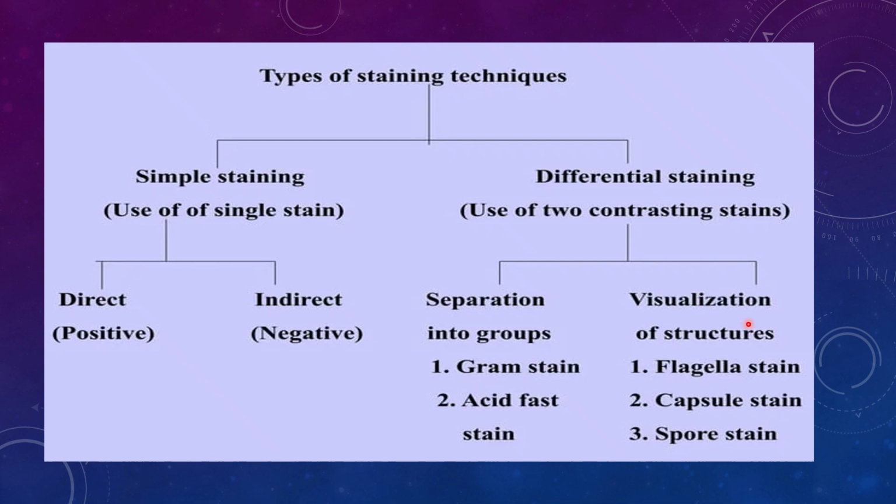And the second purpose is visualization of specialized structures. For example, flagella stain is done especially to study the flagella. You stain the flagella there and you study the flagella in detail. Then you have capsule stain, where the capsule is stained and studied in detail. Spore stain, like this special structures are stained and visualized. So this is used for two purposes and these are the types of staining techniques.